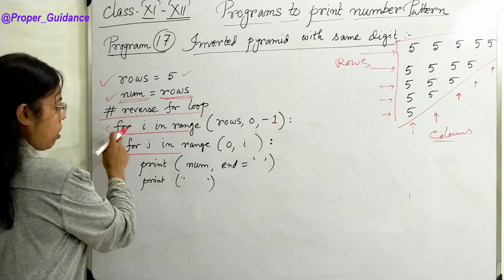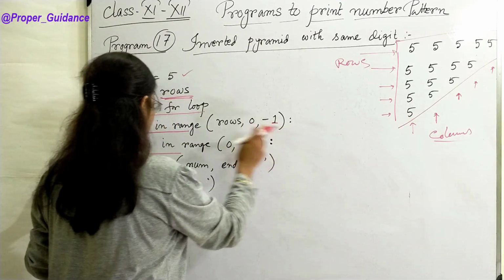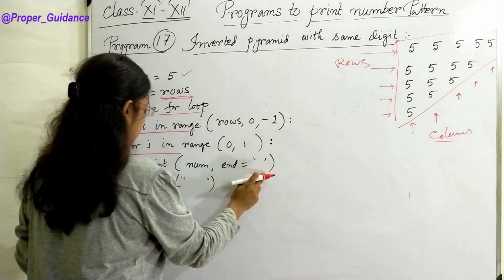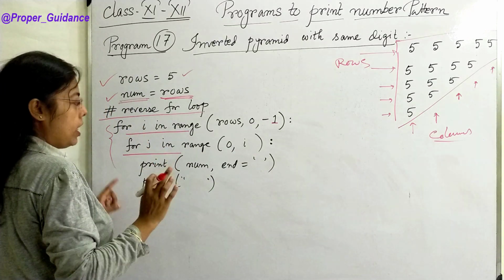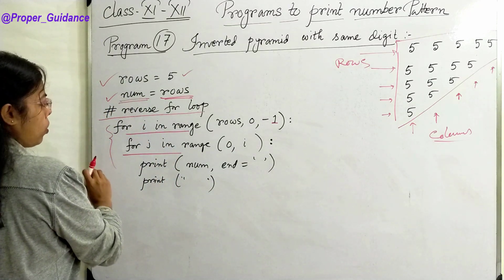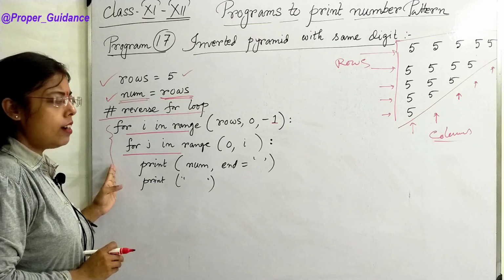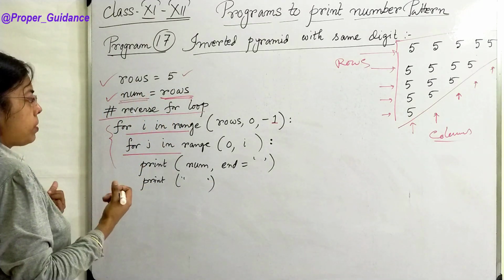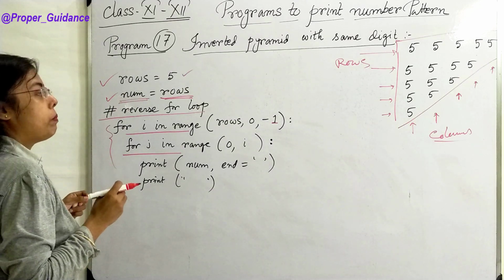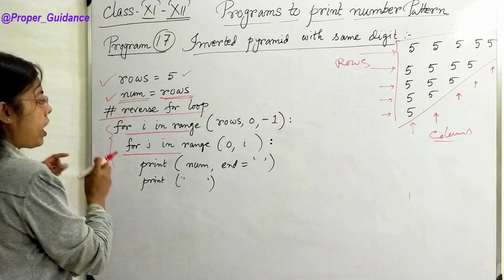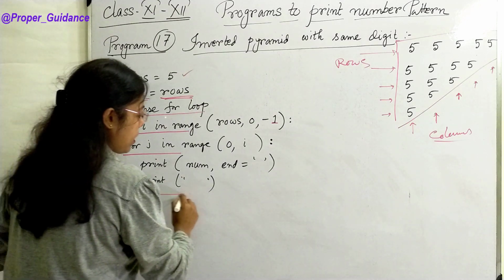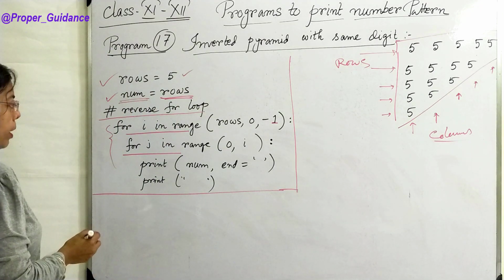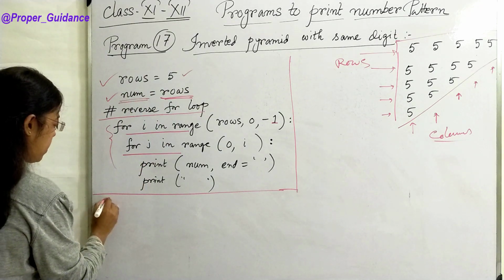And now: for i in range(rows, 0, -1), for j in range 0 to i, print num, end space, print new line. Okay, this is the programming code. There are just 4 lines. Now our task is to understand properly how the programming code actually works, and this section is known as the write-down section. Please notice minutely what actually happens.